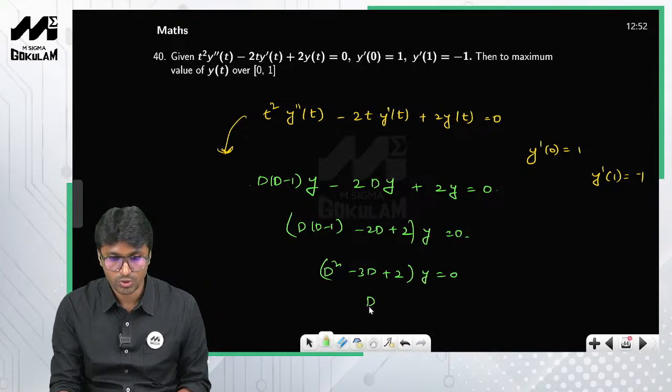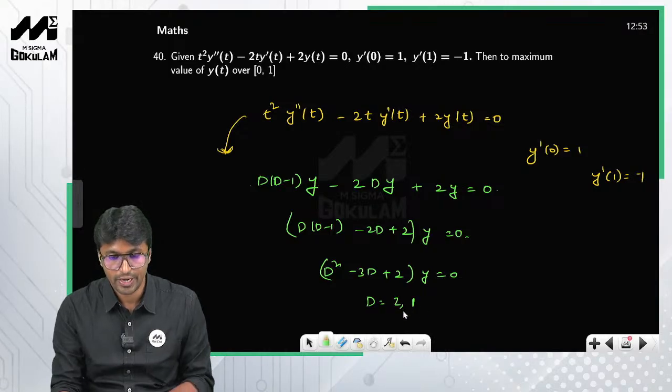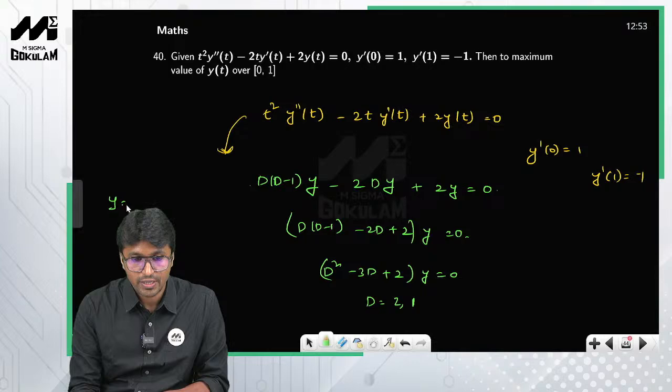So what are the roots that you get? You get the roots as 2 and 1, right? 2 and 1, so therefore y is equal to, listen, what is it that you get?